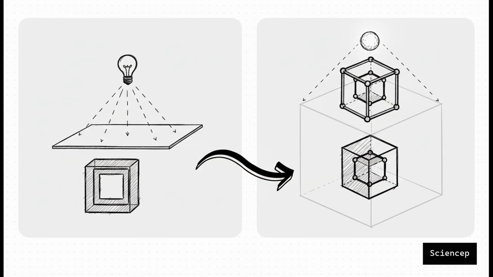So here's the key idea. A 3D object, like a cube, casts a 2D shadow on a wall, right? Well, a 4D object, like a tesseract, casts a 3D shadow into our space. That cube within a cube, that's the shadow. In a weird way, our whole universe is the wall that the shadow is being projected on.